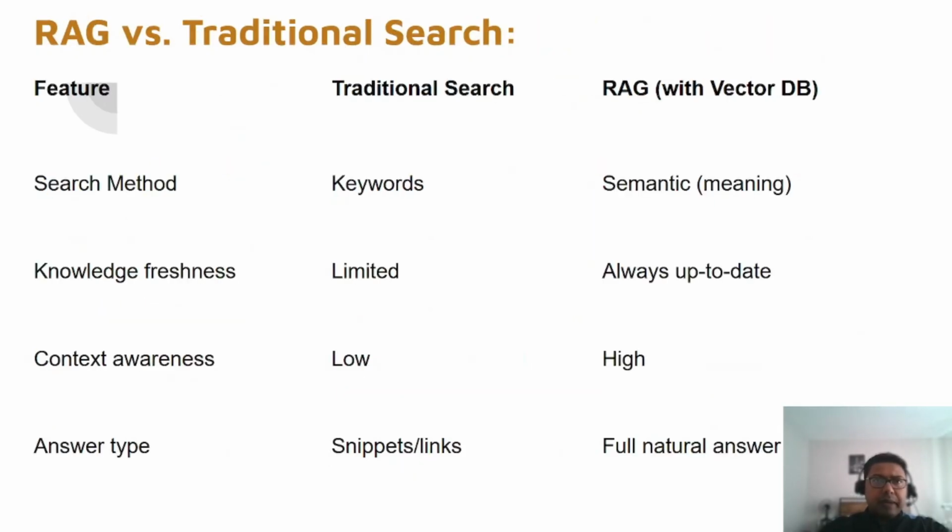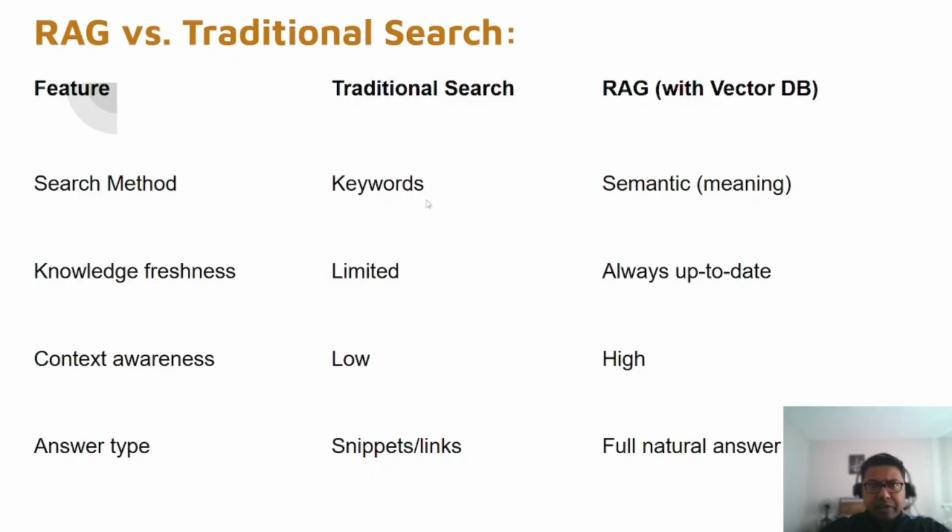Now we'll be learning about RAG versus traditional searches. So retrieval augmented generation versus traditional searches, what are the differences? These are the features, these are traditional searches and these are RAG. For the search method, traditional search is keyword search. You all know, right? Till a couple of years back, we always searched with keywords. Now we are doing semantic search through RAG and with vector DB. So traditional search is keyword search, RAG is semantic search.